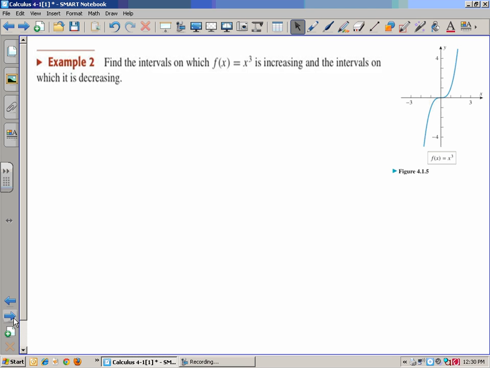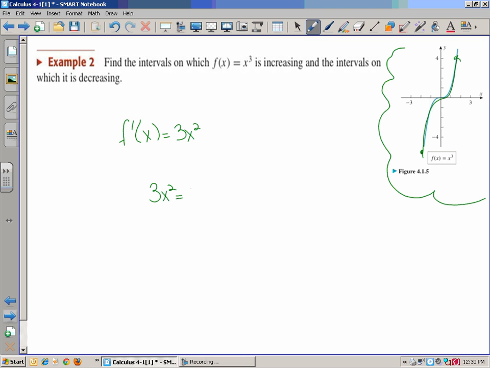Example 2. Find the intervals over which x cubed is increasing and where it is decreasing. Well, I should be thinking this in my head. I know the curve. From left to right, that thing's going up all the time. But we're going to confirm that. So we're going to take the derivative. We're going to set the derivative equal to 0. We're going to solve for x. And now we're going to make a sign chart. So I'm going to choose 2 numbers to the right and left. And now I'm going to plug them in.